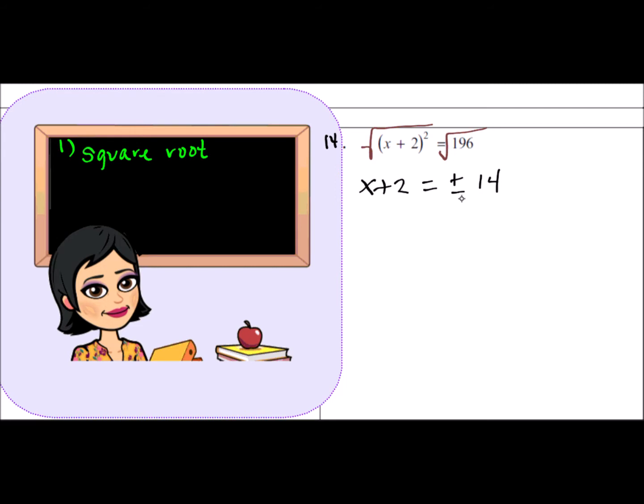We end up with a positive and a negative 14 when we take the square root of 196. So we're going to split this into two separate equations and then solve for x.